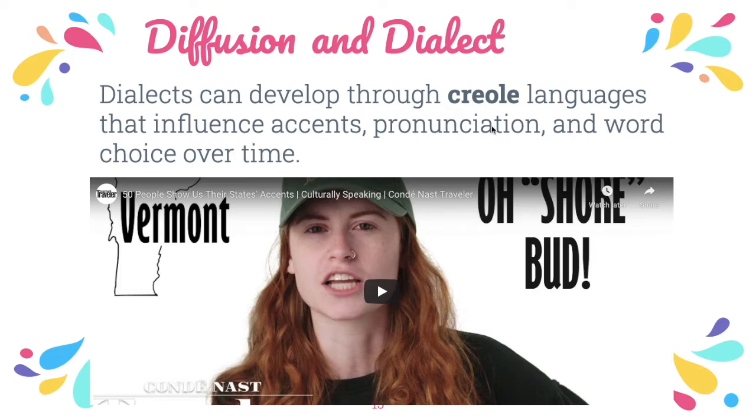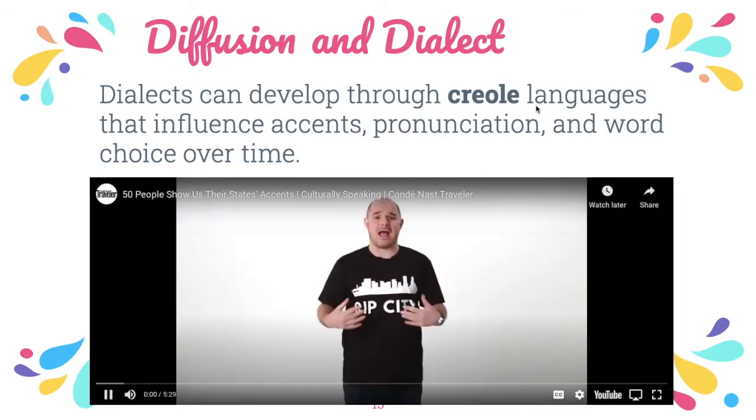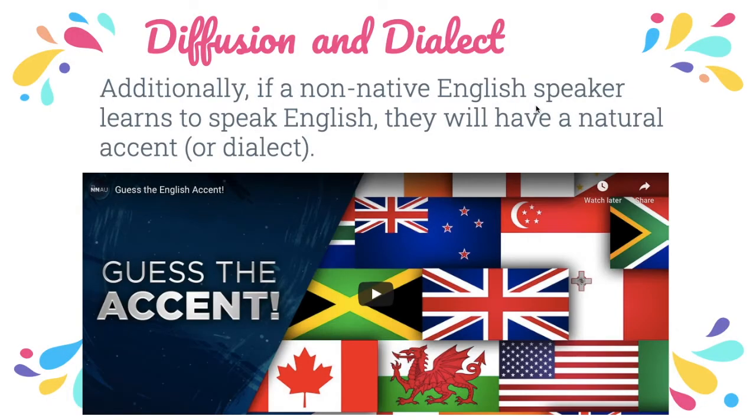So one of the biggest English-based Creole languages in the Americas is Jamaican Creole. And if you've ever heard the Jamaican English Creole language, you have likely heard those variations in accent, pronunciation, and word choice. And so that's, in many cases, how dialects are actually formed. It can also be simply a result of non-native speakers of a language adjusting to that language.